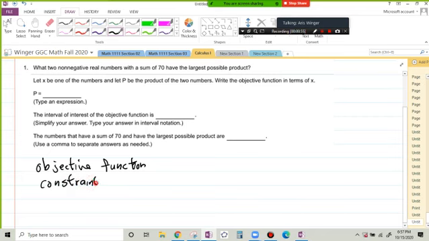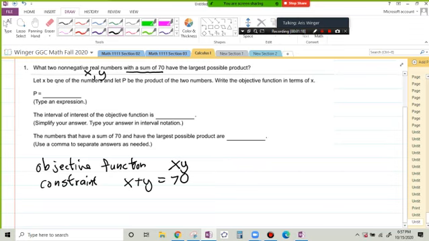You know how we roll: two non-negative numbers. We don't know what they are. We need to name them, x and y. We need the numbers that add up to 70. That's a constraint. They sum to 70, largest possible product. You want to maximize x times y. Here we're going to get that it's 35.